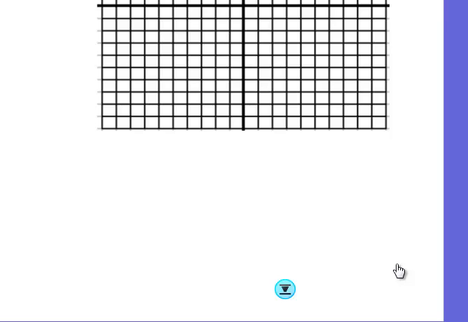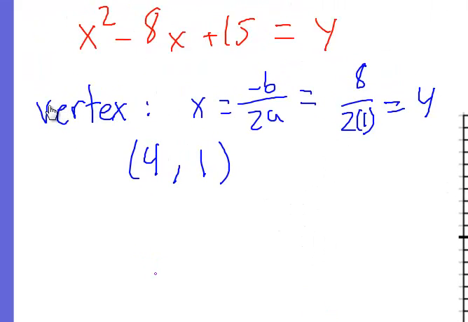Okay, so what I'm going to do is I'm first going to plot the vertex on the graph at 4, comma 1. Oh, actually, no, that's going to be a negative 1. So, sorry about that. 4, comma, negative 1.